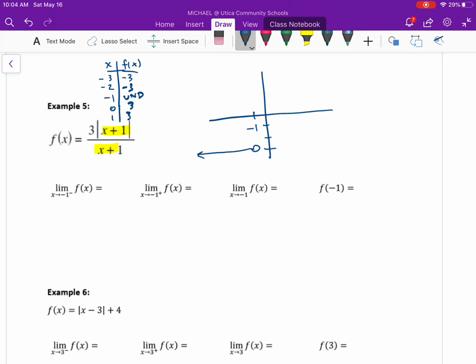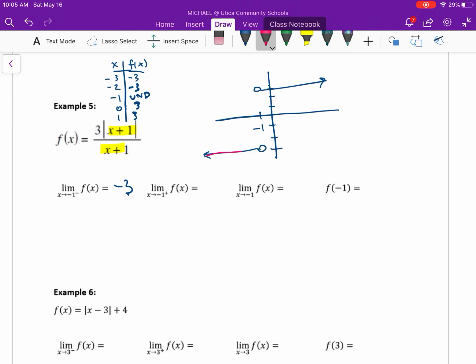When I'm less than that, I connect that negative 3 with an open circle because it's undefined. And on top, I'm going to get positive 3 with an open circle moving that way. And this is how these graphs are always going to look. So looking at the limits, the limit at negative 1 from the negative side would be negative 3. From the positive side, it gets closer to positive 3. Because those are different, it does not exist. And the function value itself at negative 1 is also undefined.